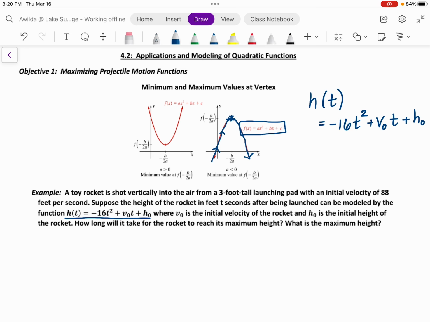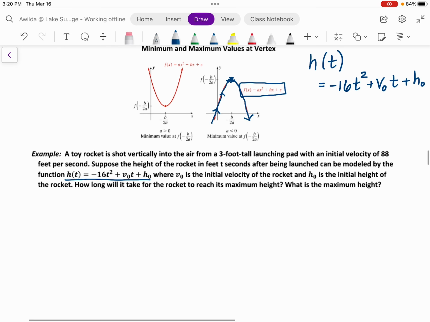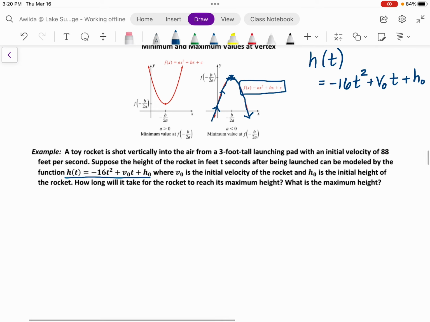Now let's look at the first example and figure out how we can use this quadratic formula to answer questions about the height of a projectile. A toy rocket is shot vertically into the air from a 3-foot tall launching pad with an initial velocity of 88 feet per second.